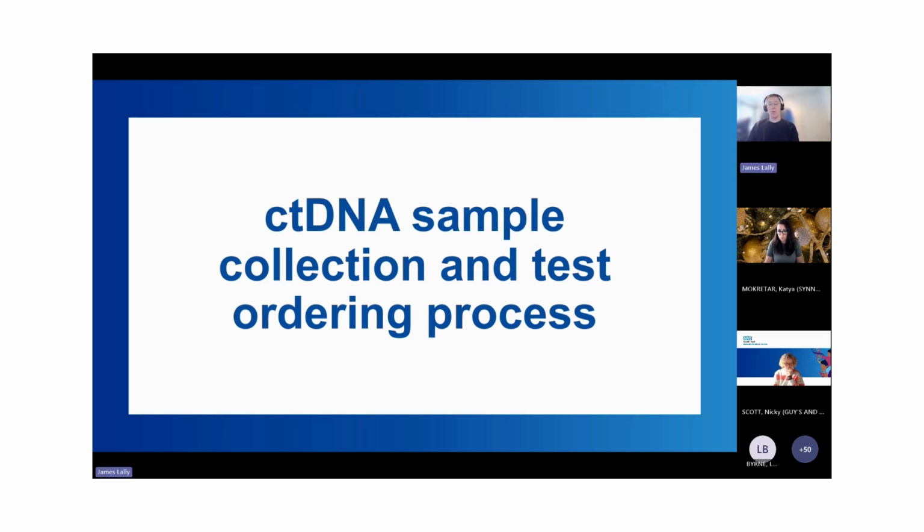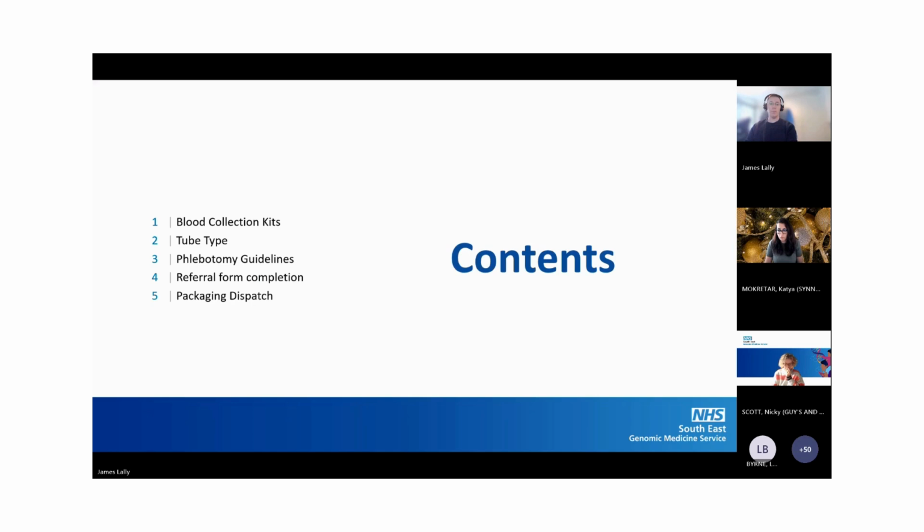So in the next section, we'll talk about ctDNA sample collection and the test ordering process. We'll look at the blood collection kits, tube types, general phlebotomy guidelines, referral form completion, and packaging and dispatch.